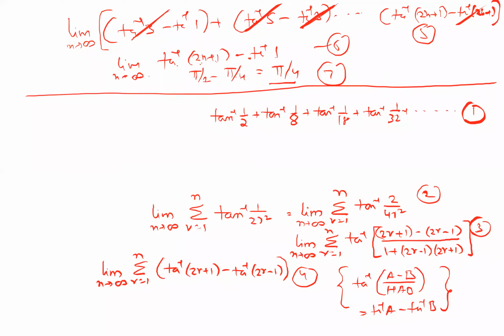Arey bhai, if it is 2r plus 1, what is the last term? n, na? You have to put n only here. 2n plus 1 minus 2n minus 1. This n you have to put it here, na? Last one.